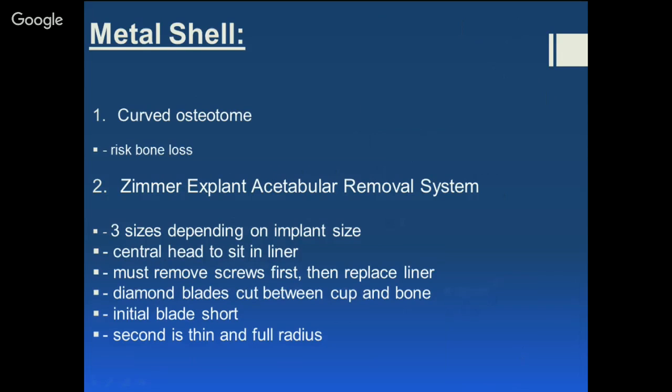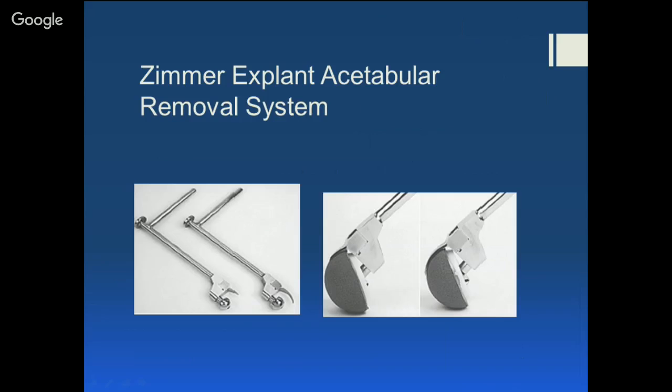For the metal shell, there are curved osteotomes, and we have the explant removal system. This is the explant removal system. This is the cuff. These are the small blades. This is the large blade, and this blade goes between the bone and the shell interface. After breaking down all the bony integration, we remove the shell. It is a beautiful instrument.